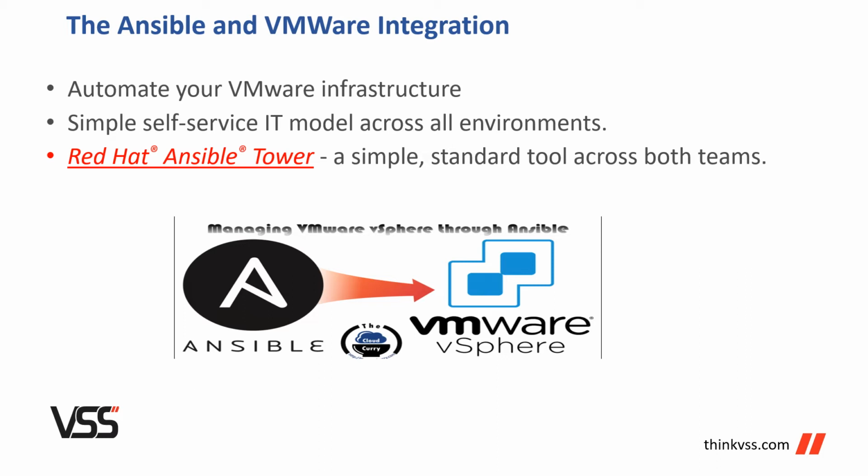Ansible will help you automate your VMware infrastructure and accelerate the process from the development to production. Many enterprise IT teams have an operations team managing the VMware infrastructure and a second team deploying apps to this environment. Using Ansible with VMware allows your team to enable a simple self-service IT model across all environments. In addition, Red Hat Ansible Tower can be used as a common tool across both teams, reducing complexity. The operations team can write Ansible playbooks and job templates to describe the environments, and the app team can build environments and deploy apps with a single click of a button.